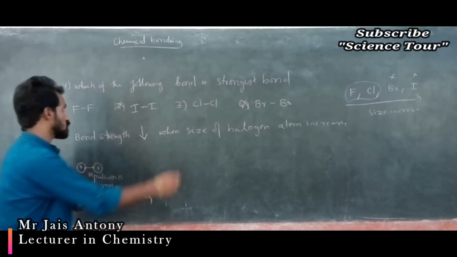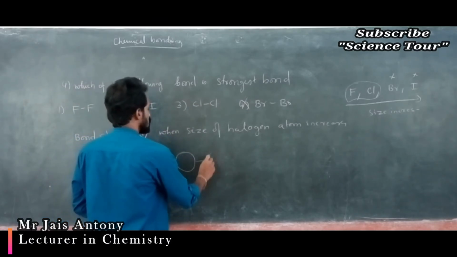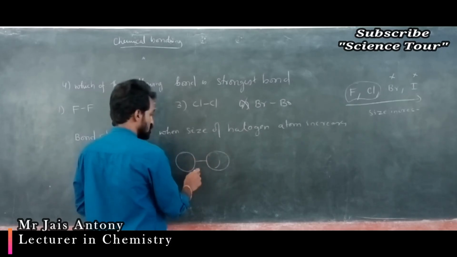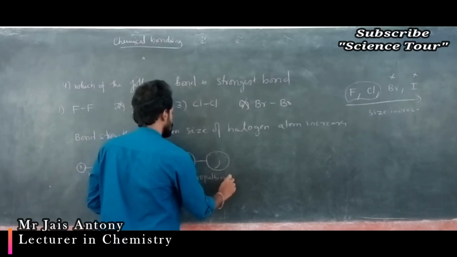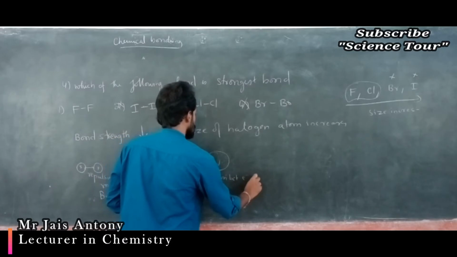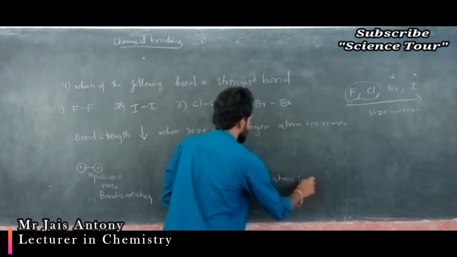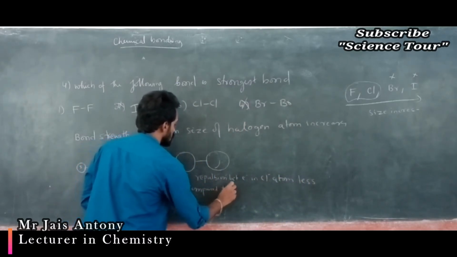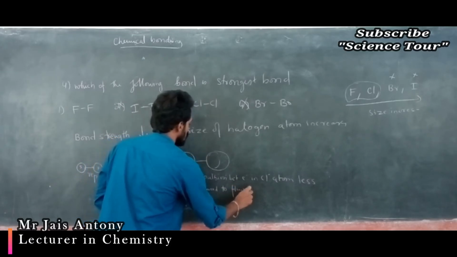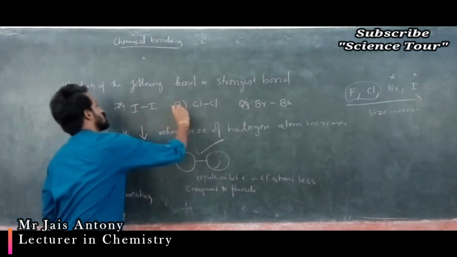But chloride, my dear students, chloride size compared to this one is bigger. Compared to fluoride, size is bigger, but at the same time repulsion is less. Repulsion between electrons in the chloride atom is less compared to the fluoride atom. So this one is the strongest bond. Chloride bond is the strongest bond.